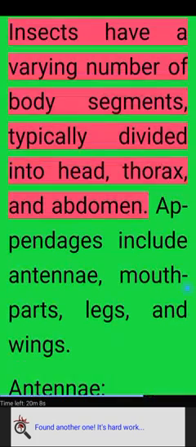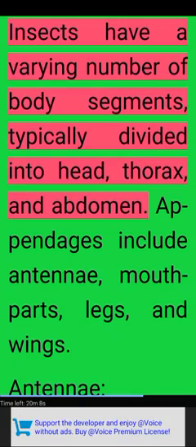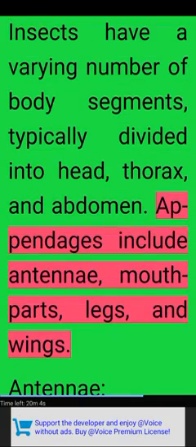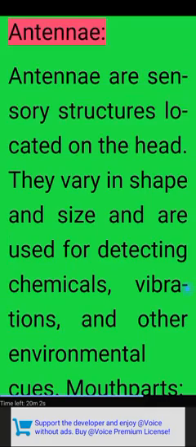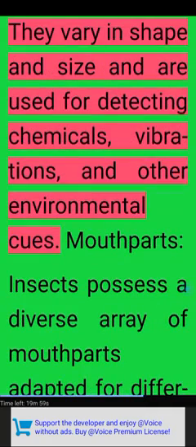Segments and appendages. Insects have a varying number of body segments, typically divided into head, thorax, and abdomen. Appendages include antennae, mouthparts, legs, and wings. Antennae. Antennae are sensory structures located on the head. They vary in shape and size and are used for detecting chemicals, vibrations, and other environmental cues.